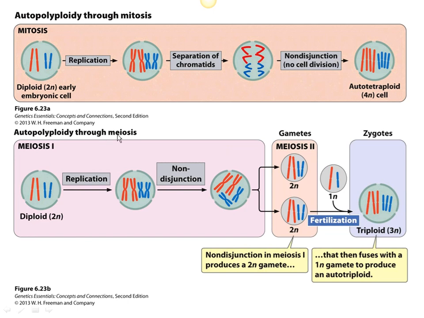You can also get autopolyploidy because of something happening in meiosis, where you can get replication of the chromosomes again. A non-disjunction will produce gametes that are diploid instead of haploid. And then fertilization of a diploid gamete by a normal haploid gamete will give you a triploid zygote, and that's considered a type of polyploid. And by the way, if you let a triploid embryo grow up, if it's a flowering plant, it will make seedless fruits.